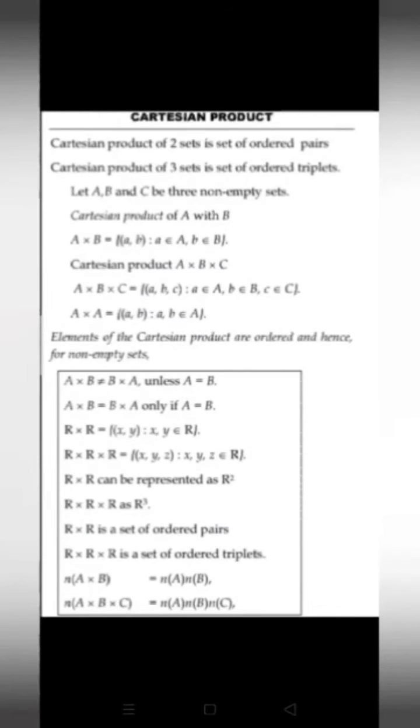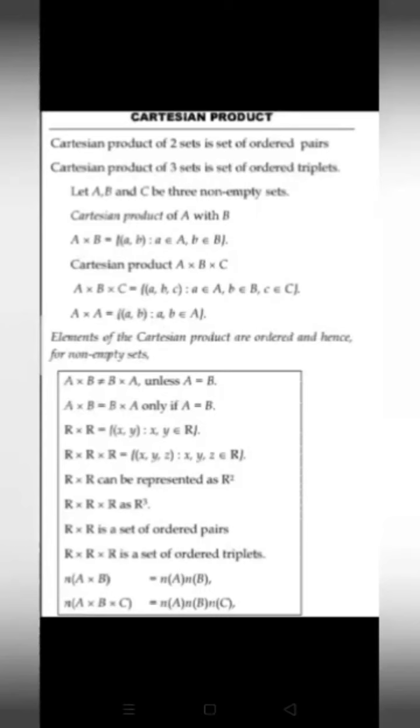We know that the Cartesian product of sets is nothing but a set of ordered elements. Cartesian product of two sets is a set of ordered pairs. Cartesian product of three sets is a set of ordered triplets. Right?